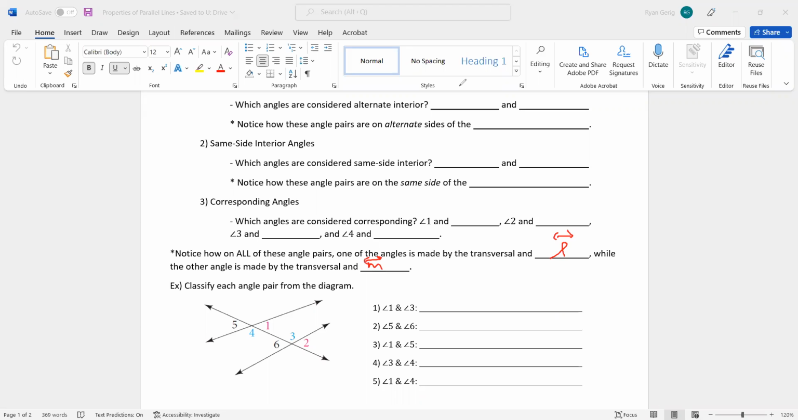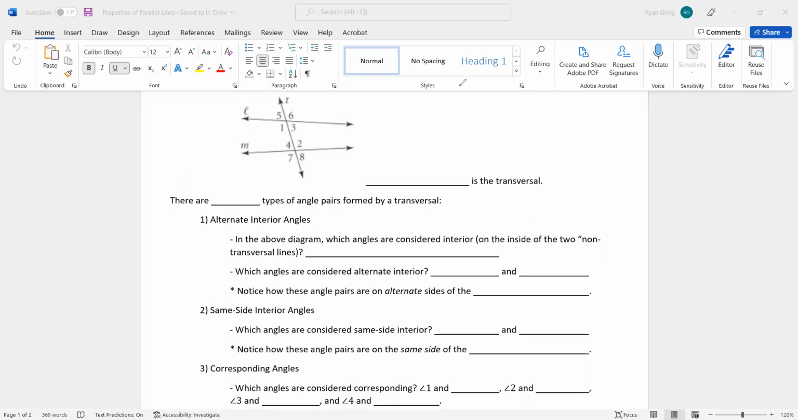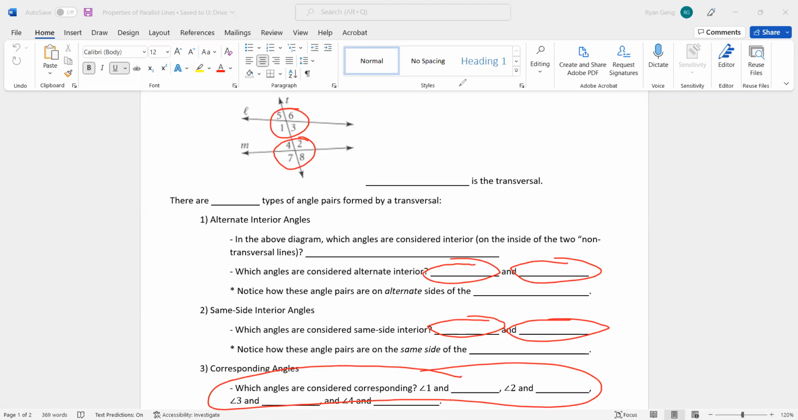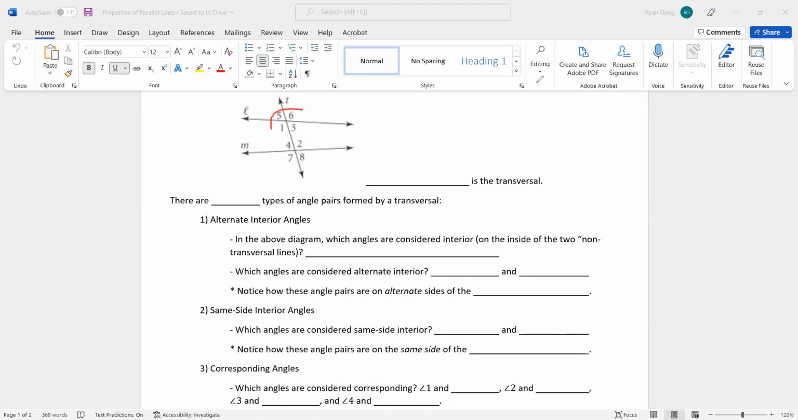Okay, what I'm trying to get you to see here is that for all three of these angle pairs, one of the angles comes from this intersection and the other angle comes from this intersection. If you don't believe me, pause it and look back at this angle pair, this angle pair, that angle pair, and all of these. They all have one angle in one intersection and another angle in another intersection. You will not see two angles come from the same intersection in this part of the lesson.